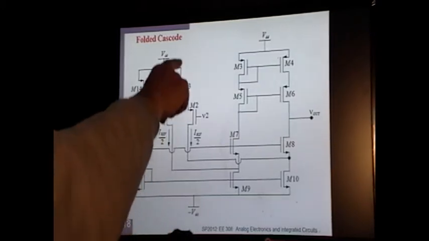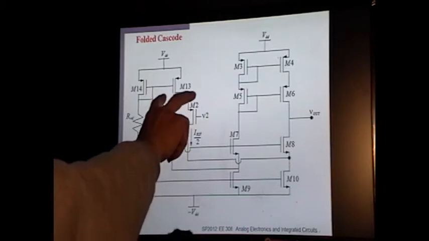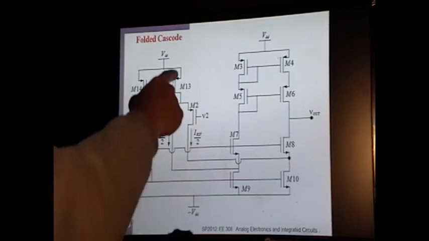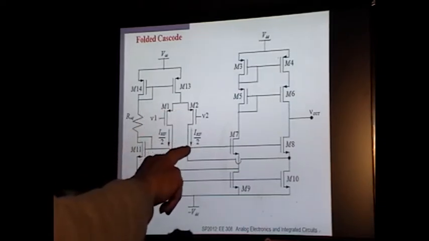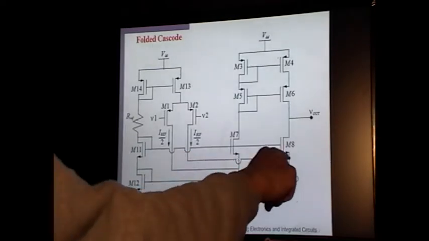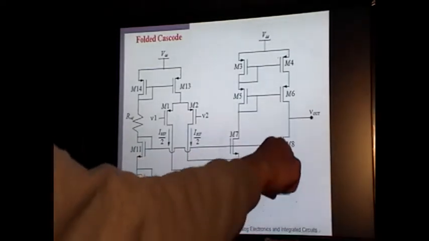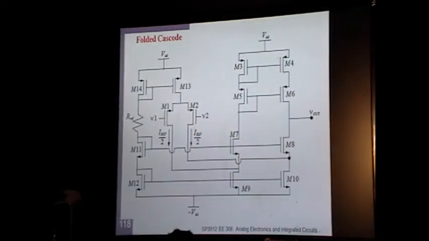Okay, you have IREF going through here. If you set these to equal voltages, now equal current has to go through both sides. If you have IREF going through M13, that means you have to have IREF over 2 going through both sides here. These are coming down. This is putting IREF over 2 down into M10, and this is putting IREF over 2 down into M9.